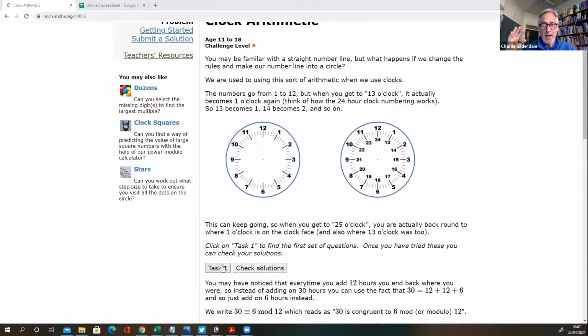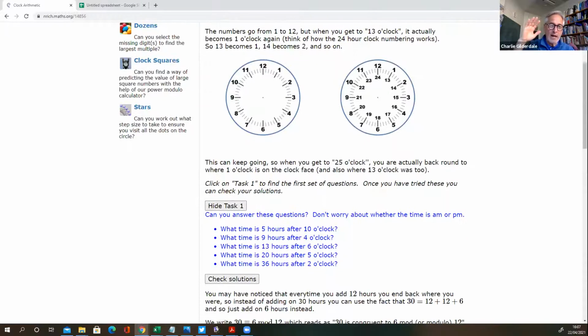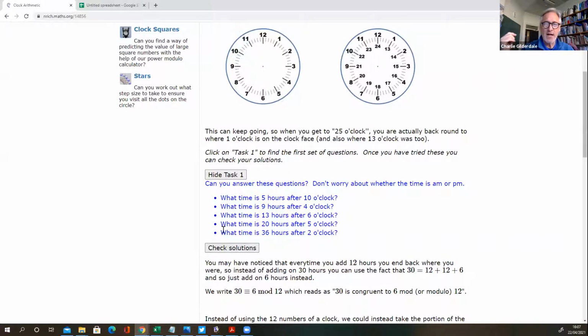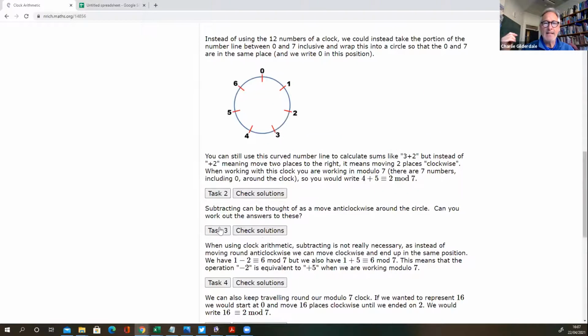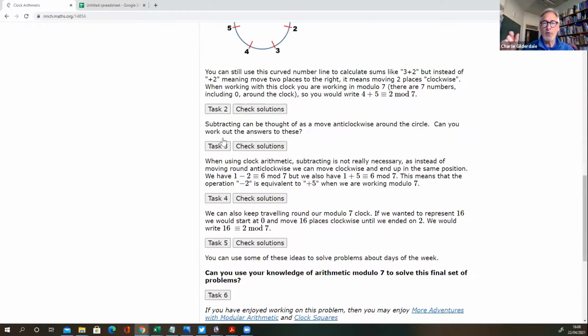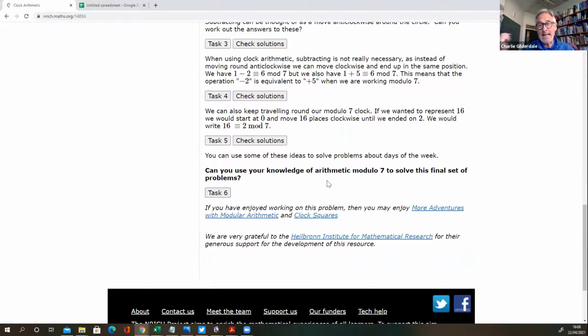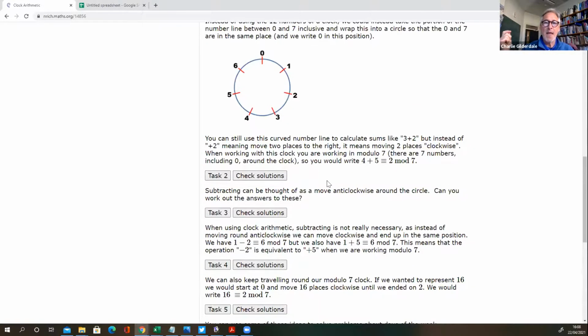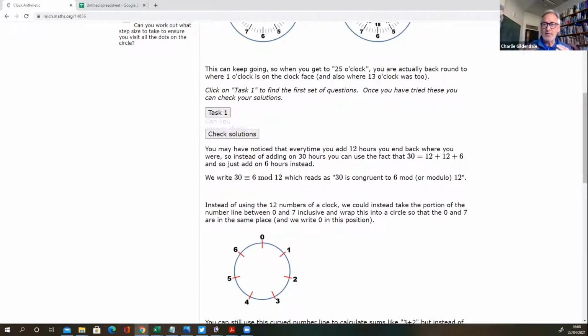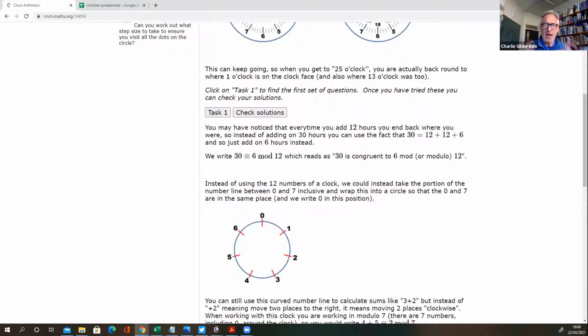Now, if Claire just scrolls down quickly, you'll see that there are 6 different tasks here, and for each, there are also some solutions. So this is slightly unusual for an NRICH problem, but we thought that we wanted students to get started and be able to just check, and they're very short questions, and it's just to check understanding, give them reassurance before they get to task number 6, which is a bit more challenging, and the follow-on problems. So this is sort of short and sweet and an introduction.